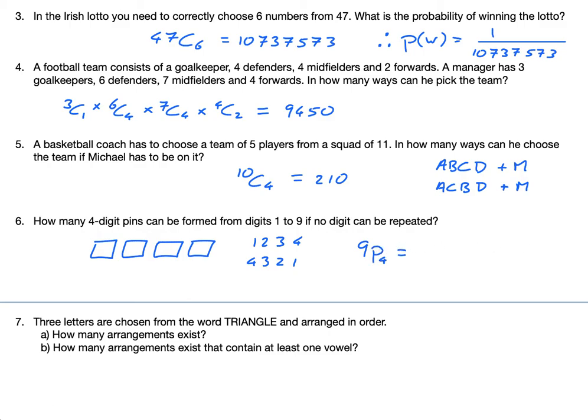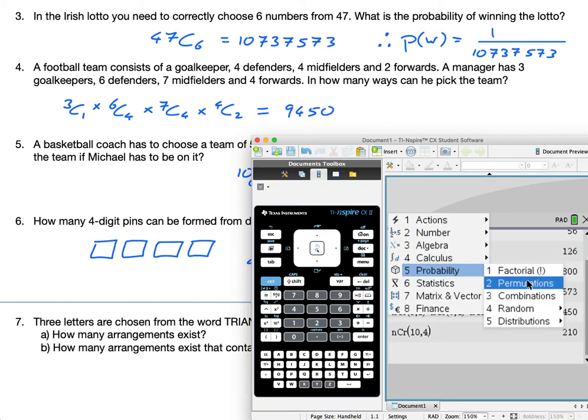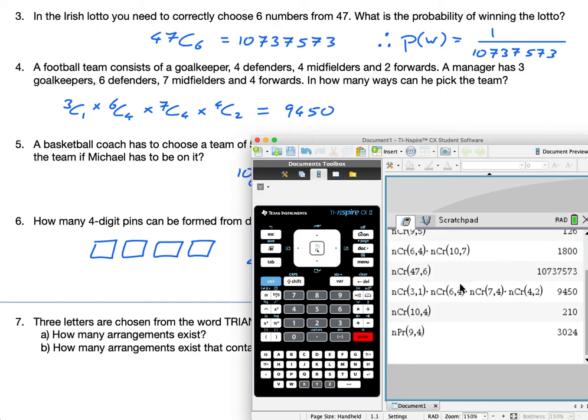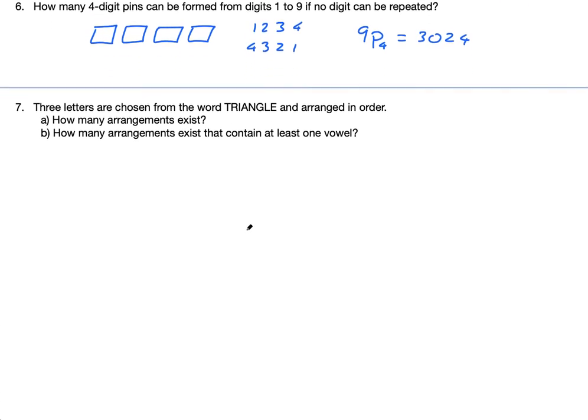9P4. And that equals, let's get it here, probability, permutations, 9, 4, 3,024 different pins. Now look, it's worth noting, if the digits can be repeated, which is more often the case, it's just 9 times 9 times 9 times 9. So there are a lot more combinations. Last example.